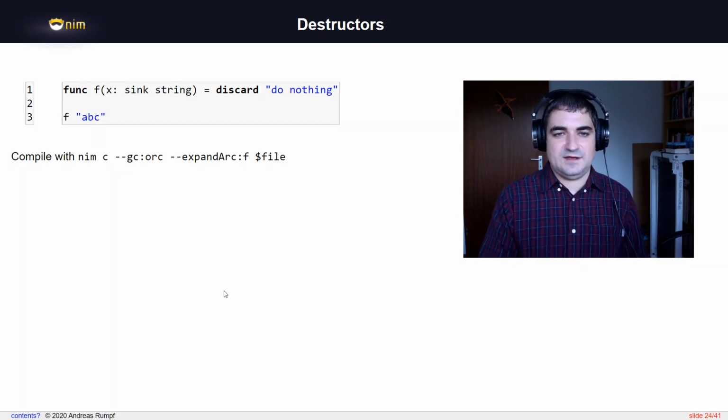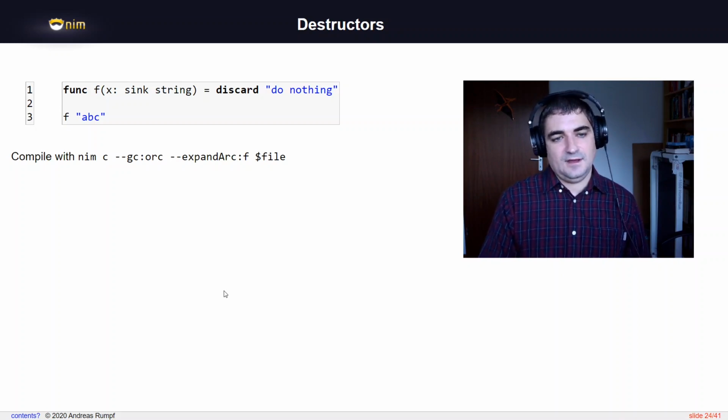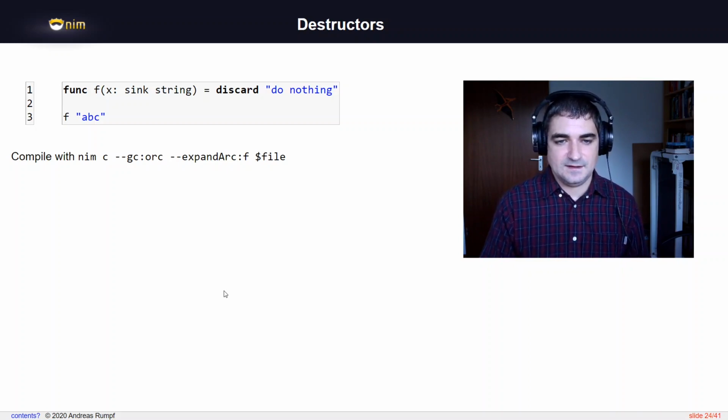Okay, so here I have another example. Say I have a function f and it takes a sink parameter string, and by now we know that the string is owned inside the f, but then I do nothing with this x. And the question is, how does this work? And to see how it works, we can ask the Nim compiler to expand what this f really is for us. So in Nim there are a couple of different memory management modes. This moves are related to gc:orc and gc:arc.